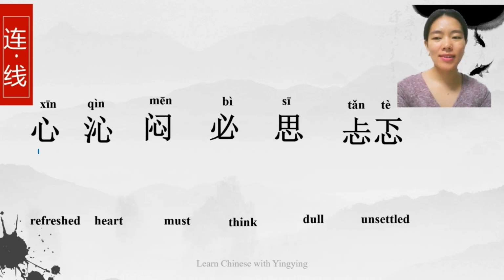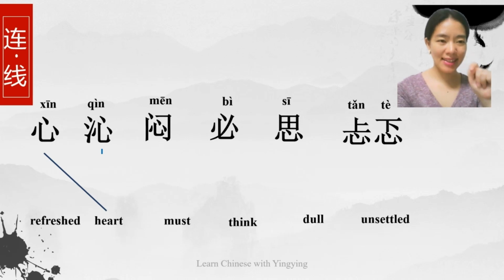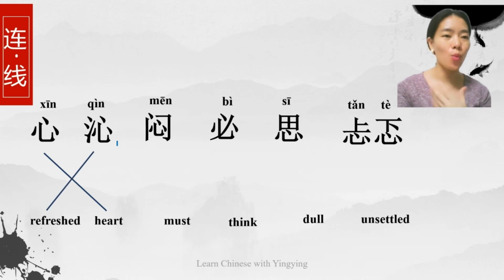So the first one is xin. Xin, it means heart. And this one is ting. Ting, water plus heart. It means refreshed. You know, water can refresh everything. It cools the heart, isn't it?